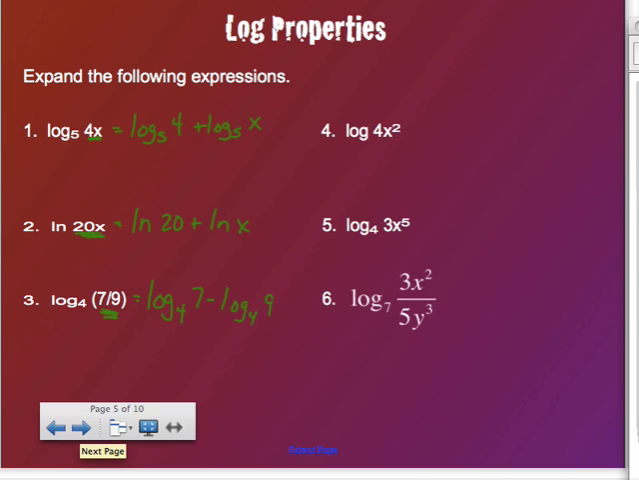Now, again, you might ask, why am I stopping there? Well, there's nothing more I can split apart. I can't split those numbers apart any more than I already have. And so I'm just going to leave it just like that.